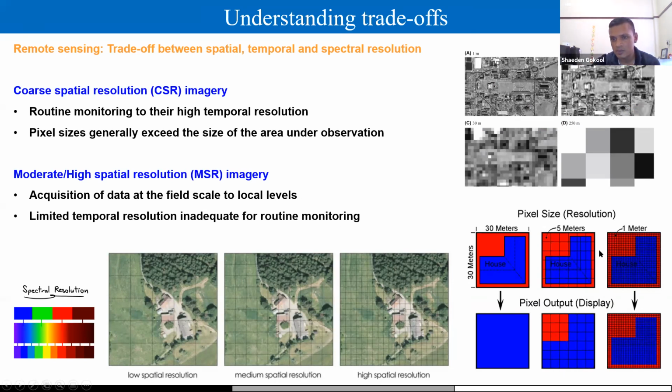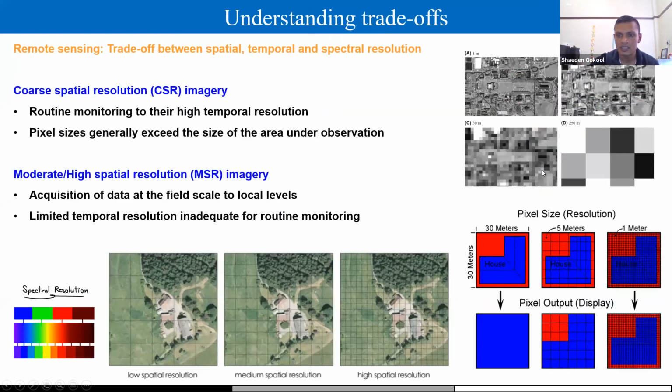So if we look at this image at the bottom here, you can see there's a house that's denoted by these blue pixels or blue blocks, and there's a surrounding area which could be a yard, could be vegetation, a road, etc. But the house and the other feature of interest is in red. So at this very fine spatial resolution, we're able to clearly distinguish between these two.